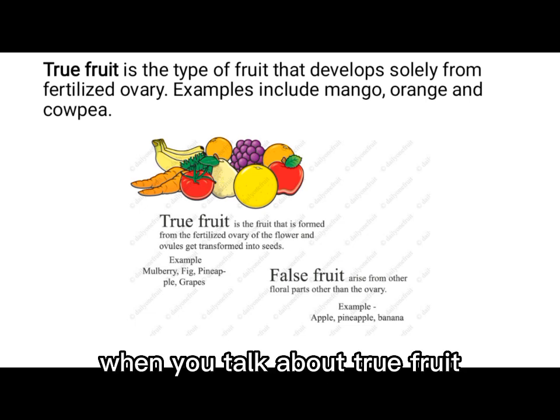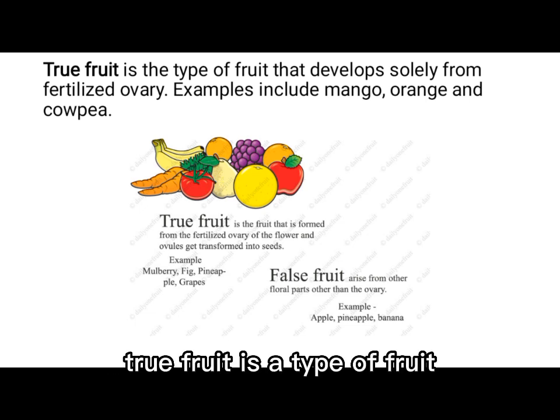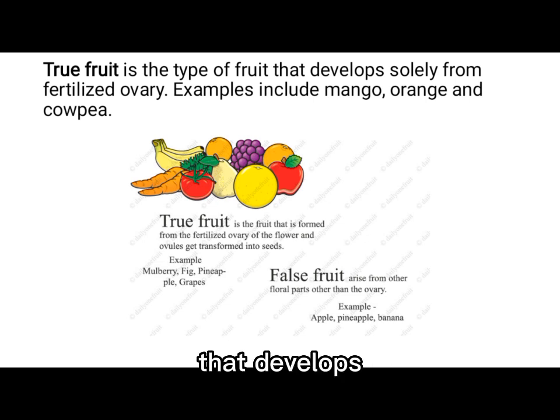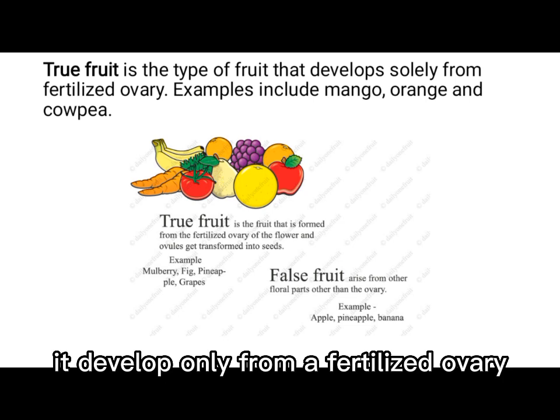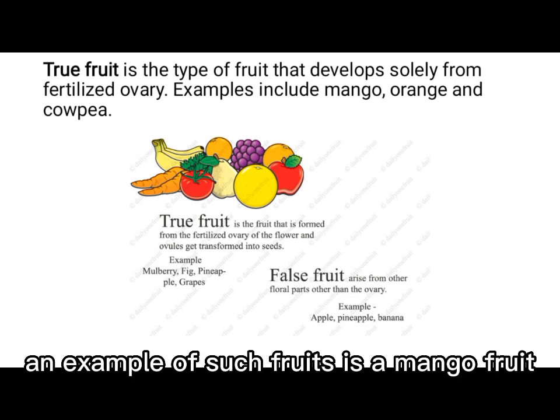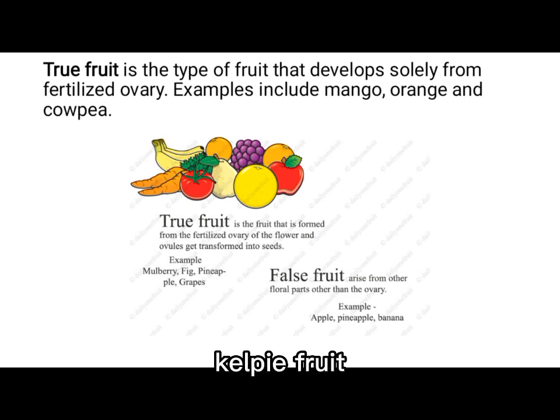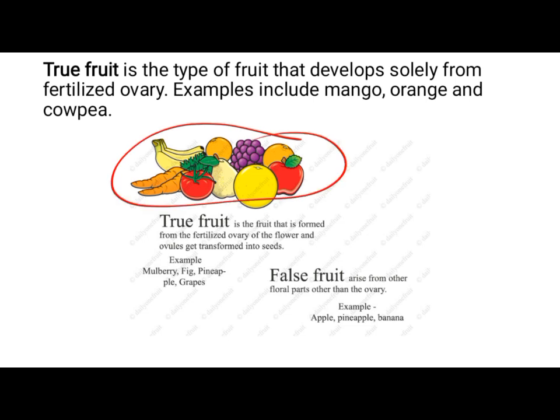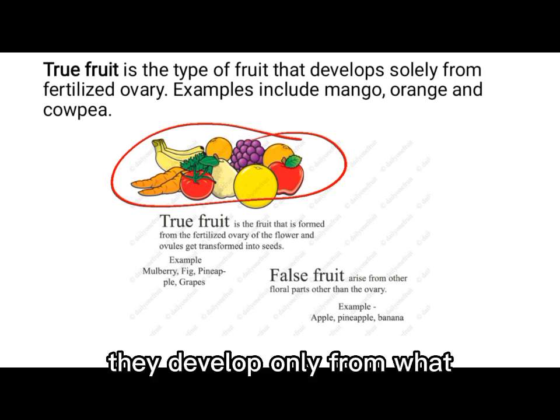A true fruit is a type of fruit that develops from a fertilized ovary. It develops only from a fertilized ovary. Examples of such fruit are mango, orange, cowpea, as you can see some of them here, fig, grapes, and so on. Those are true fruits. They develop only from what?